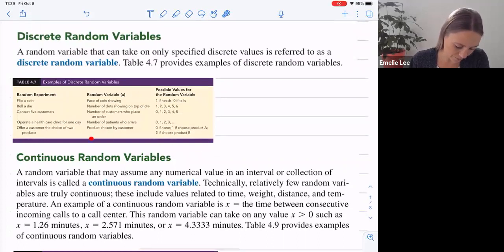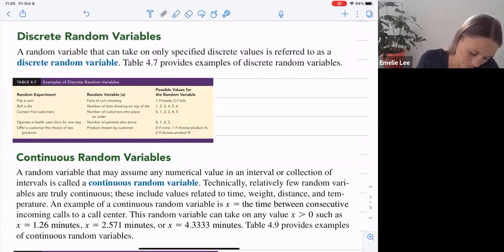And then the product chosen by a customer if they're given a choice between 2. So 0 if none, 1 if they choose product A, and 2 if they choose product B. So again, we've recorded this categorical variable as a numerical outcome.